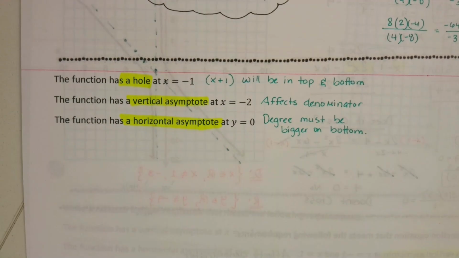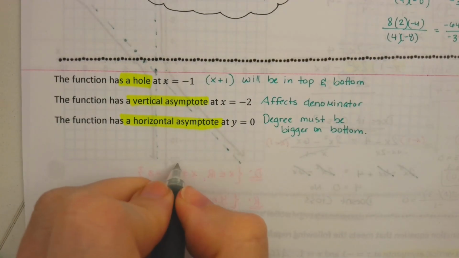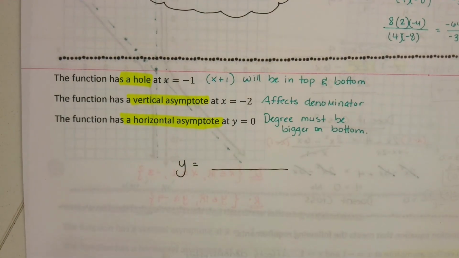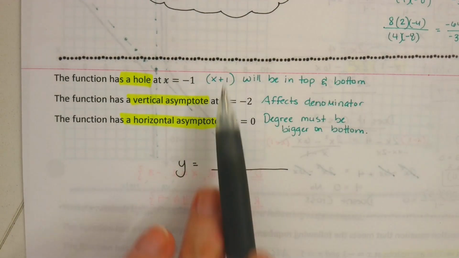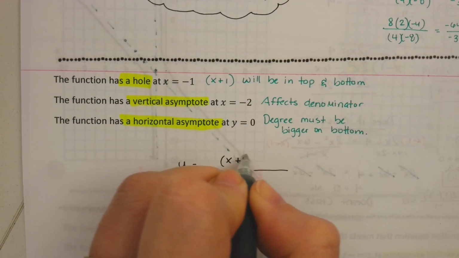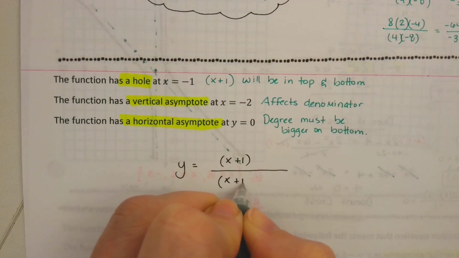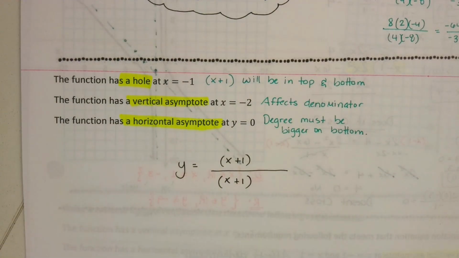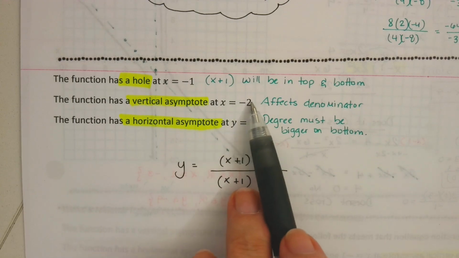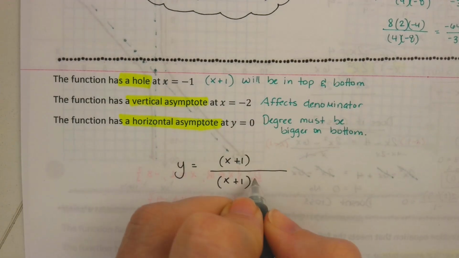Okay, let's fill in what we know. Obviously it still needs to be a function, so I'm going to put y equals, I'm going to set up my fraction. I know that there's going to be an x plus 1 that's going to cancel from the top and bottom. So I'm going to write in that x plus 1 on the top and the x plus 1 on the bottom. Okay, what else is going to be in there? I can see this vertical asymptote will affect the denominator. What's going to specifically be in the denominator? x plus 2.